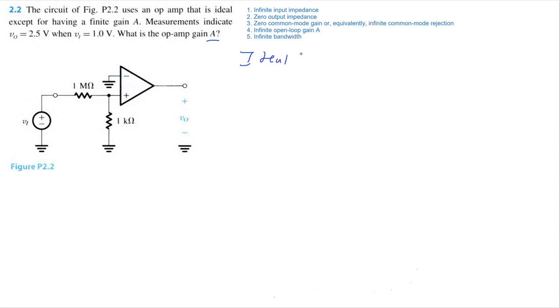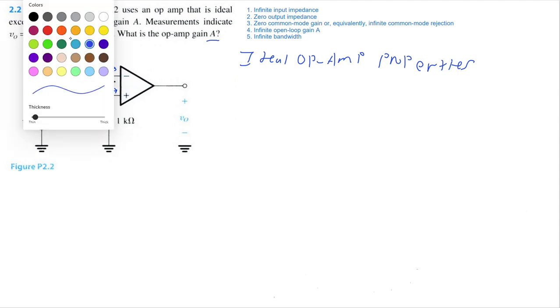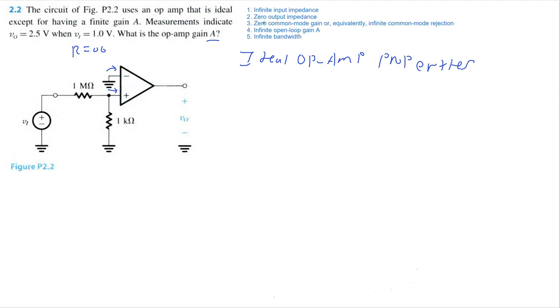The properties I've listed at the top are ideal op-amp properties. Let's review them and figure out which one is not being upheld in this problem due to the finite gain. Property 1 is infinite input impedance. That means the input impedance at the positive and negative input terminals of the op-amp should be infinite. The second property is zero output impedance, so the output impedance at this output terminal of the op-amp should be zero.